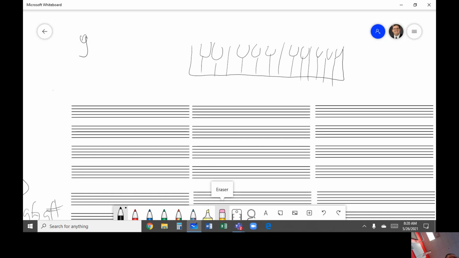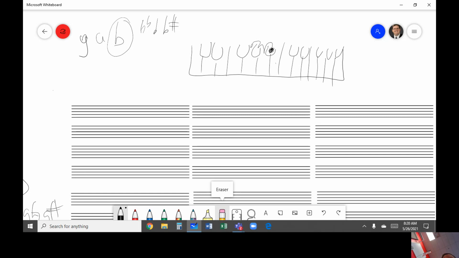First, I need to go up 3 letters using G as 0: G, A, B. I know that B is going to be the key signature or the relative major of G. I don't know if it's B flat, B natural, or B sharp. That's where I have to go up 3 half steps. Here's my G. That's 0, 1, 2, 3.